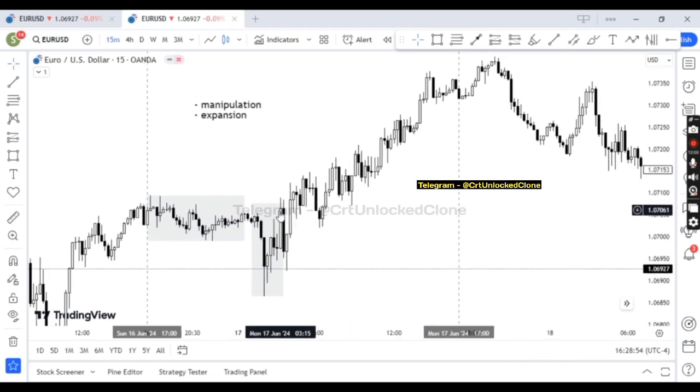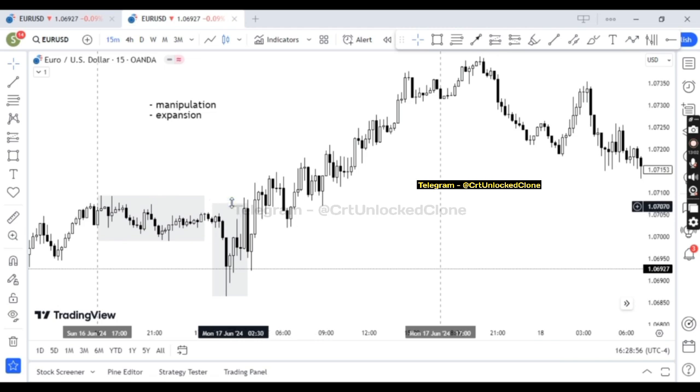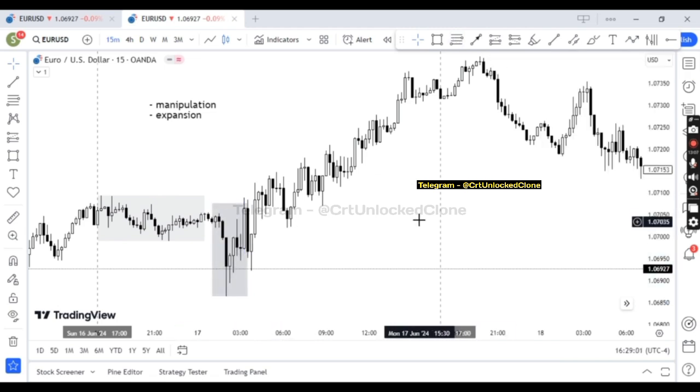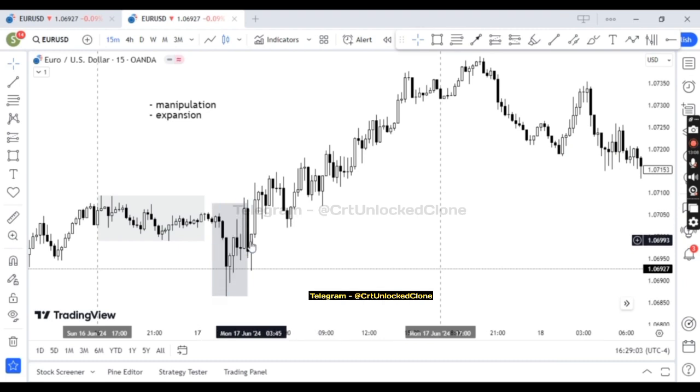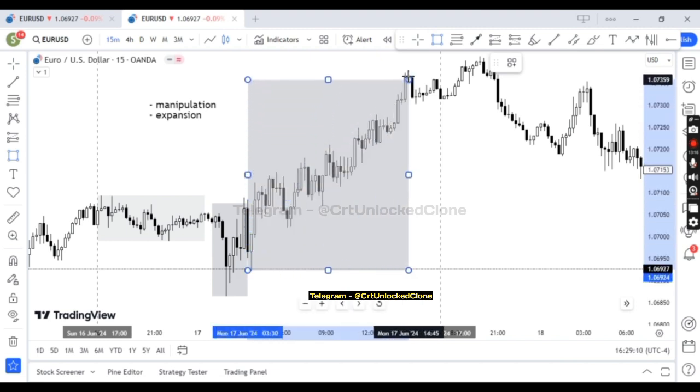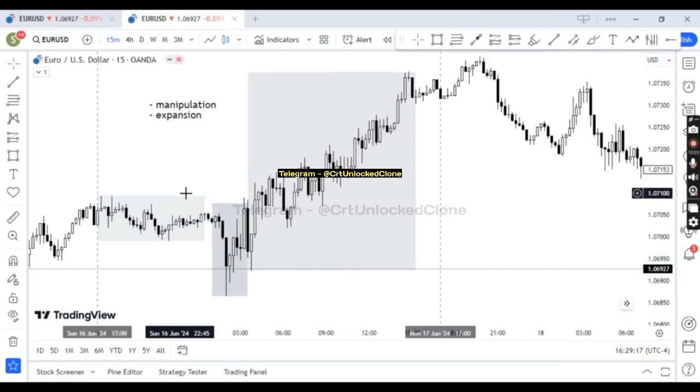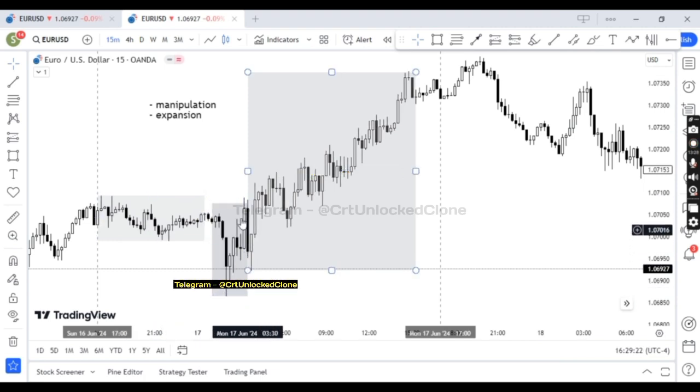So you can see that once this manipulation profile ended right here, then the only possible outcome after a manipulation profile is what? It's an expansion profile. And that's exactly what we had here. So on Monday, we first had a ranging profile, then we had a manipulation profile which ended right here, and then after a manipulation profile we had an expansion profile.